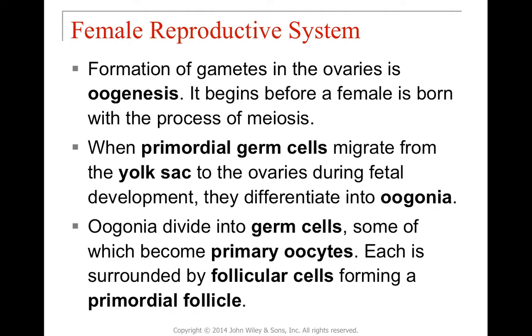And it's interesting because that means that a woman who is carrying a female offspring is actually also carrying her grandchildren as their haploid precursors. But anyway, I'm off topic again. So when we have these primordial germ cells that migrate out of the yolk sac during fetal development, they're going to eventually differentiate into oogonia, which are going to be precursors to the oocytes. The oogonia divide; they become germ cells. Some of them become primary oocytes, and each of the primary oocytes is going to be surrounded by follicular cells, and that forms that primary follicle.